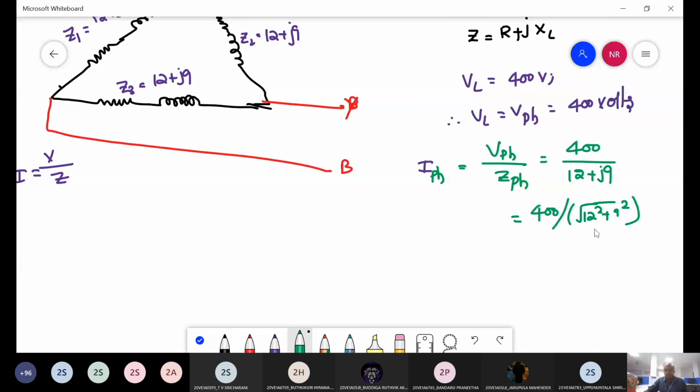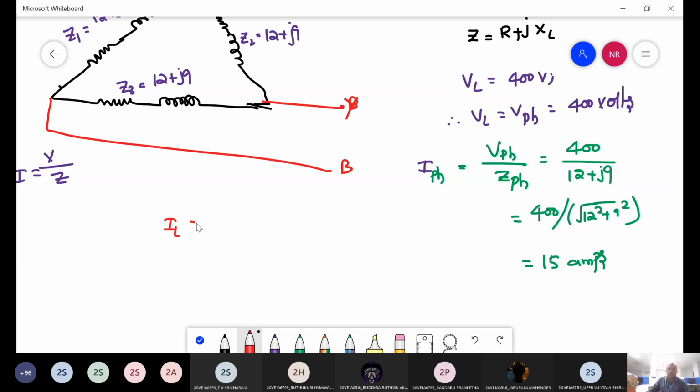15. How much? 15 amperes. Tag it. Right, 15 amps. Then the line current. How to calculate the line current here?